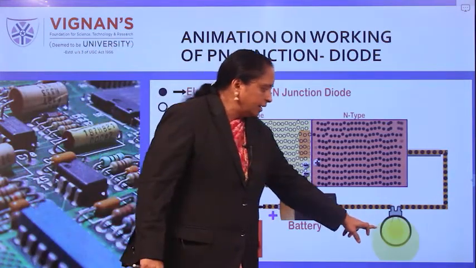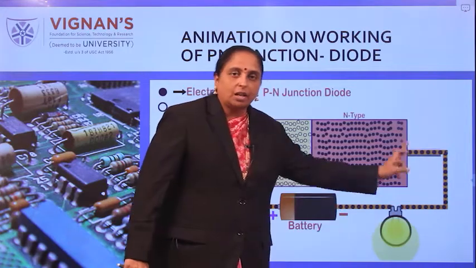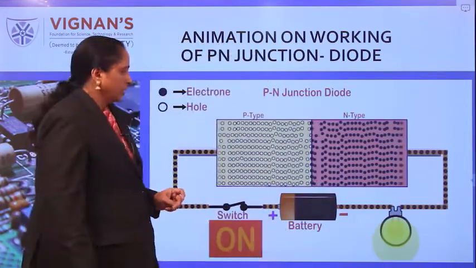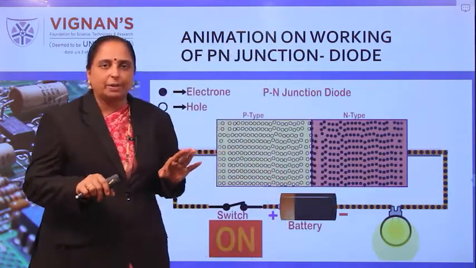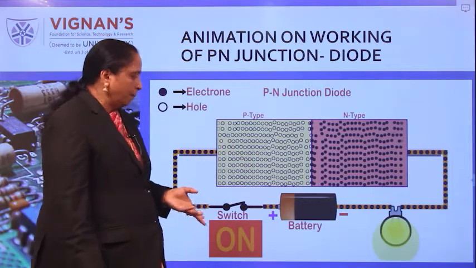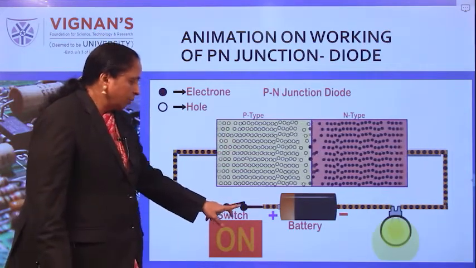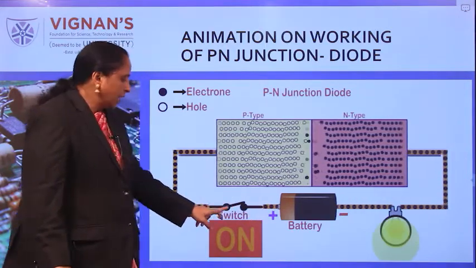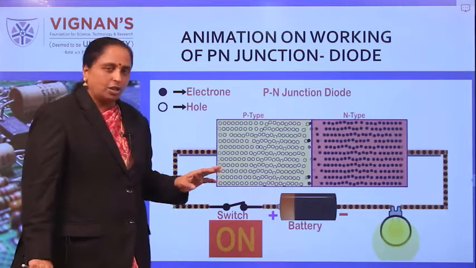If you connect a bulb here, the bulb will glow as soon as the electrons are flowing through the wires. If you disconnect any wire here, the flow of electrons will stop and there is no current flow through the bulb. So when the switch is on, the supply is giving current, and if the switch is open, that is considered the off condition of the diode.